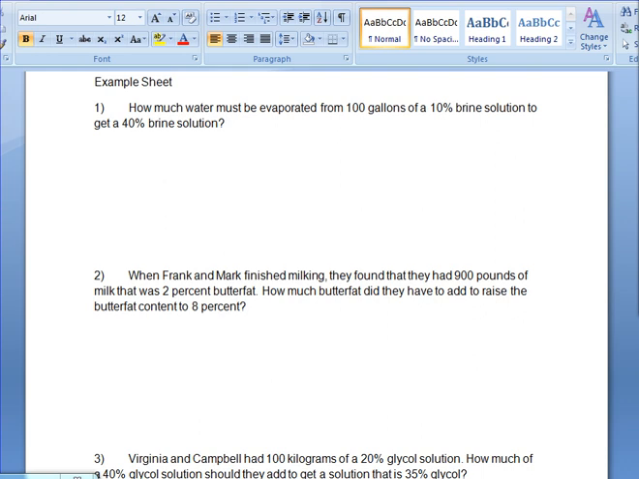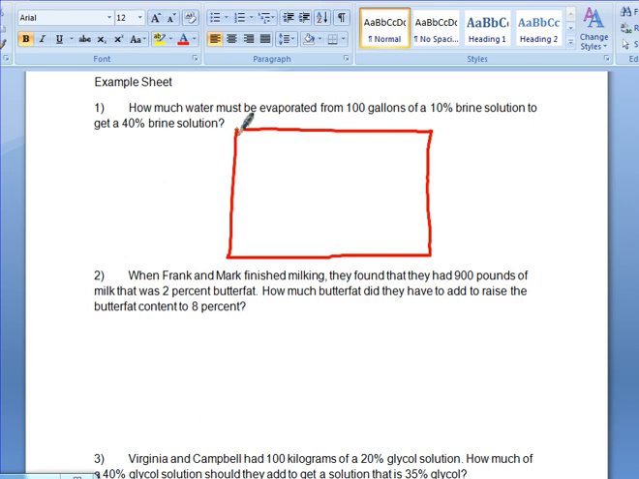Okay, so let's draw our chart first, just as we had done before. We have our amount; in this case, it's going to be number of gallons. We have our percent of our solution; in this case, it's percent brine. And then our last column is going to be our gallons of brine, or our total.